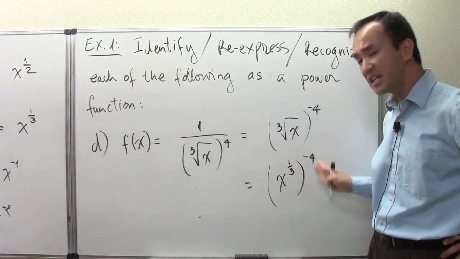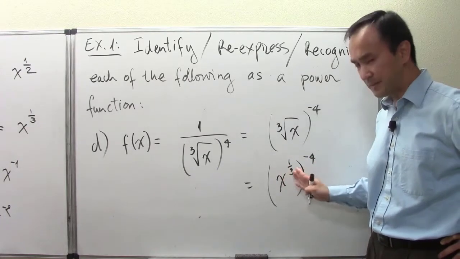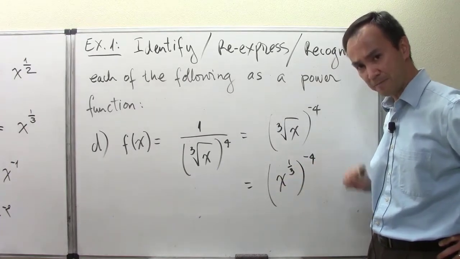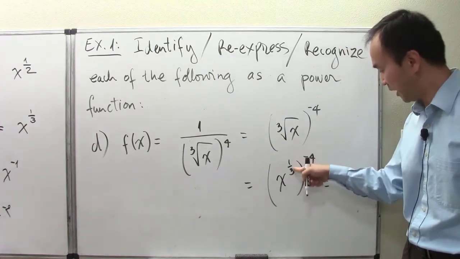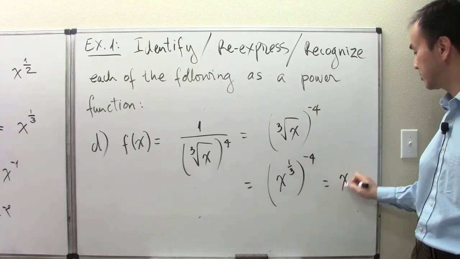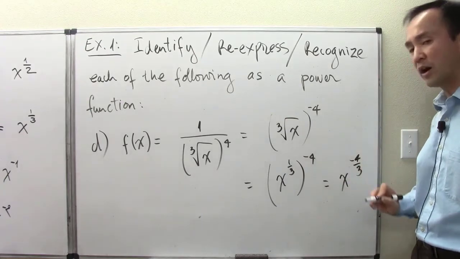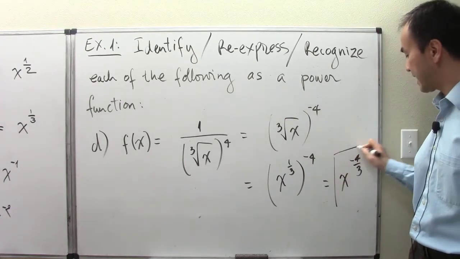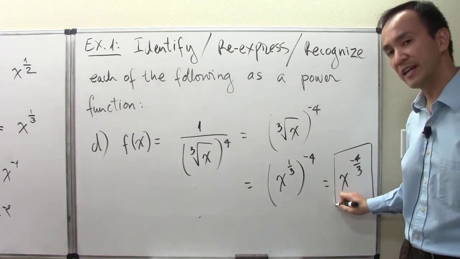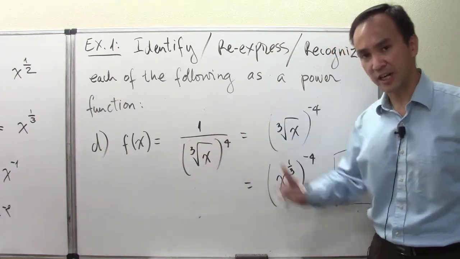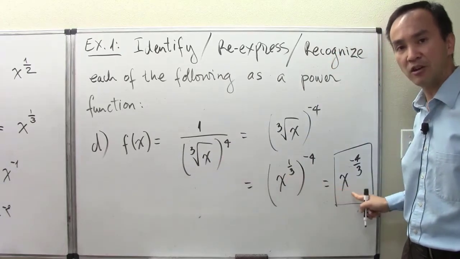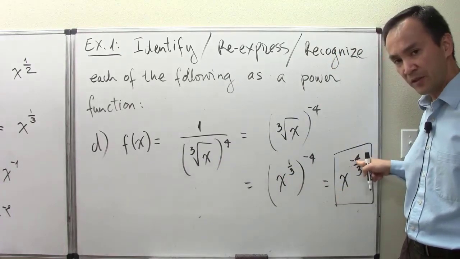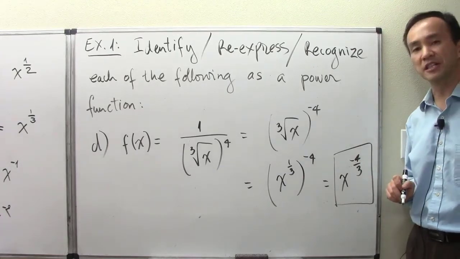It's a power inside of another power, a power being raised to another power. So now we're going to multiply the two powers here together. So 1/3 times negative 4, it's x to the negative 4/3. This is one way of seeing it. But now at least I have re-expressed this function from the start, or I have recognized that same function as a power function: one input variable raised to the power negative 4/3.